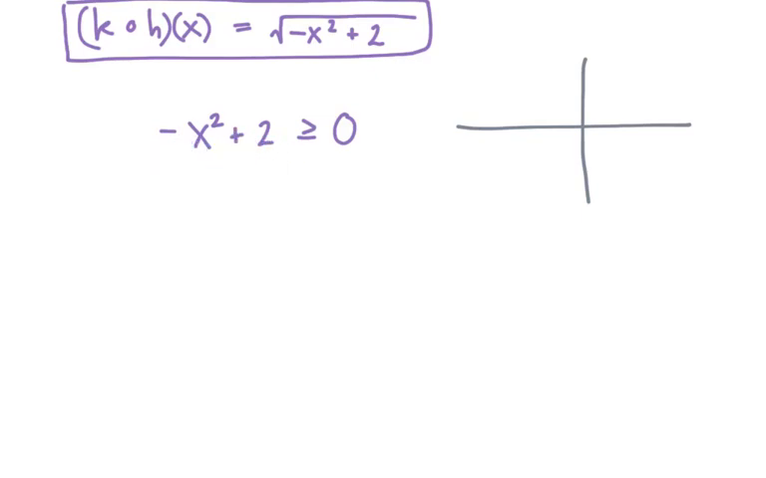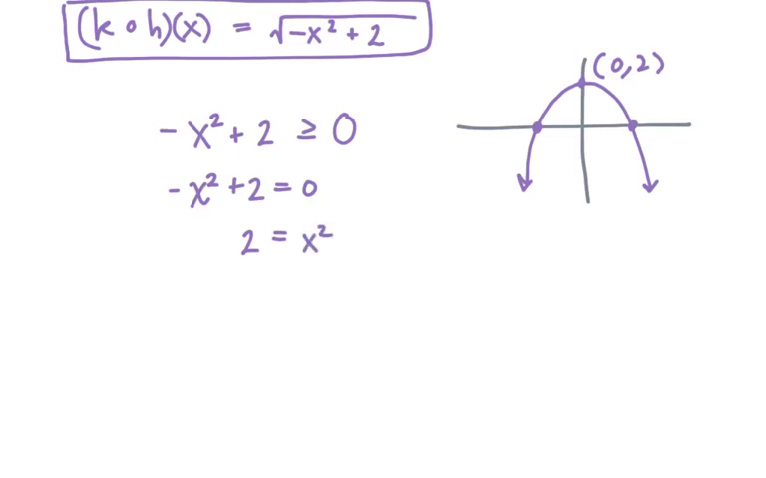So if I graph this polynomial, and you could just use your graphing calculator, you're going to get a parabola which opens down and has a y-intercept at positive 2. The other thing you're going to recognize is we have two x-intercepts, and those x-intercepts are found by solving this equation equal to 0. So that would be 2 equals x squared, or rather plus or minus the square root of 2 equals x. So we have negative root 2, 0, and positive root 2, 0.